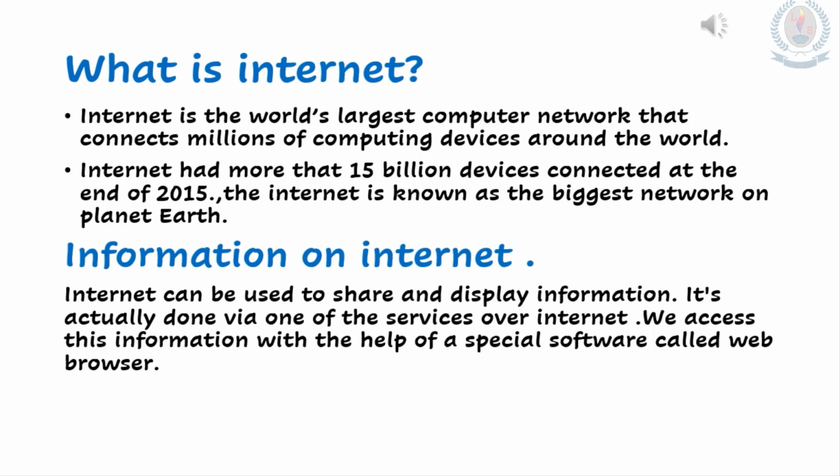What is Internet? Internet is the world's largest computer network that connects millions of computing devices around the world. Internet had more than 15 billion devices connected at the end of 2015. The Internet is known as the biggest network on the planet.